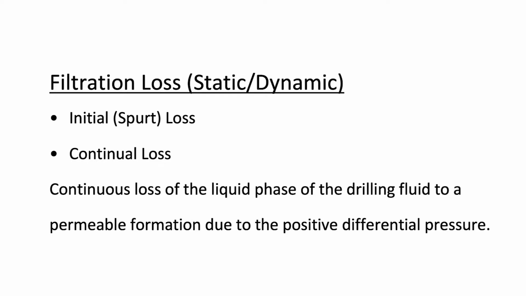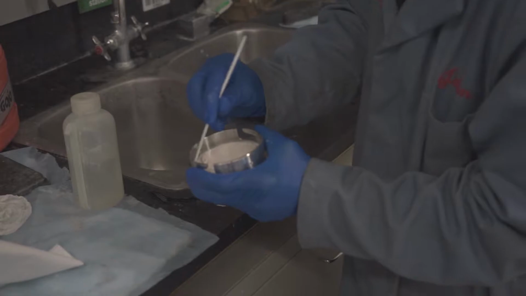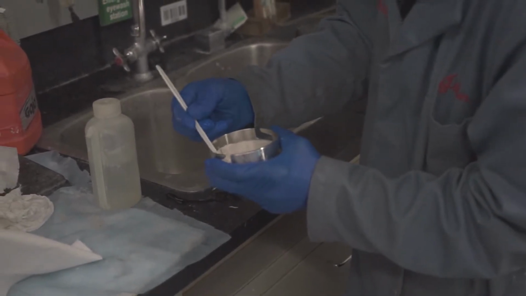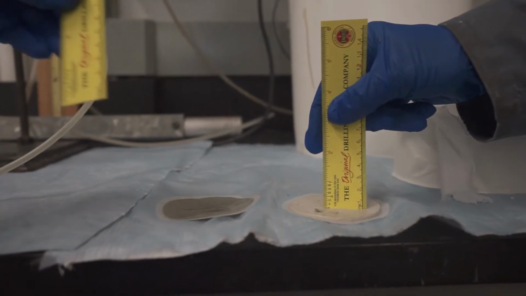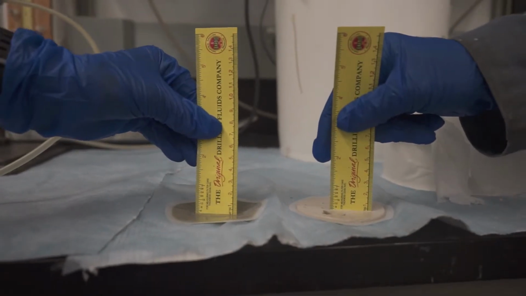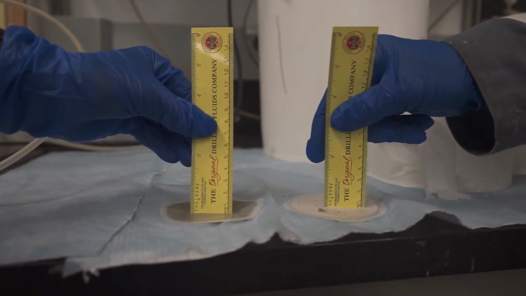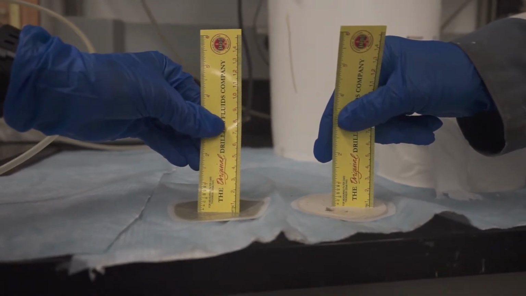Continuous loss of the liquid to permeable formations is due to a positive differential pressure, which is equal to the difference between fluid pressure in the well and the formation pressure. The solids deposited at the wall of the wellbore create a mud cake. As the mud cake becomes thicker, the chance of swabbing inducing kicks and formation damage in the pay zone both increase. Therefore, filtration loss should be reduced as much as possible.